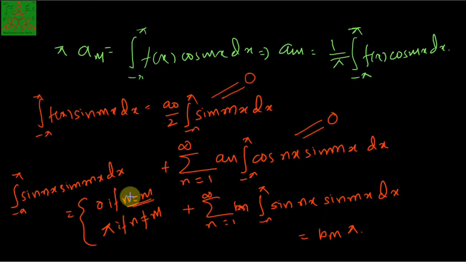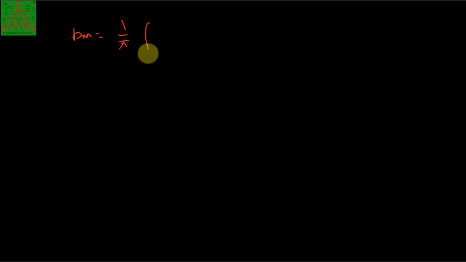because for m equal to n, I have written wrongly. If it is not equal to, then it is 0, and if it is equal to, then it is pi. So that's why it is Bm pi, because when this is not equal to, then it is 0. And so finally we have Bm equal to 1 upon pi, integral from minus pi to pi of f of x sine mx dx, and this is true for any m.